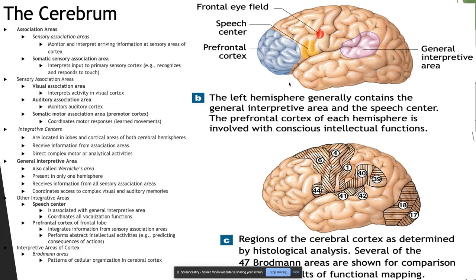Brodmann, a German neurologist, described about 50 patterns of cellular organization in the cerebral cortex, and some corresponded to known functional areas. For example, Brodmann area 44 corresponds to the speech center, and area 41 to the auditory complex. Area 4 follows the contours of the primary motor cortex. In other cases, the correspondence is less precise. For instance, Brodmann area 42 forms only a small portion of the auditory association area.